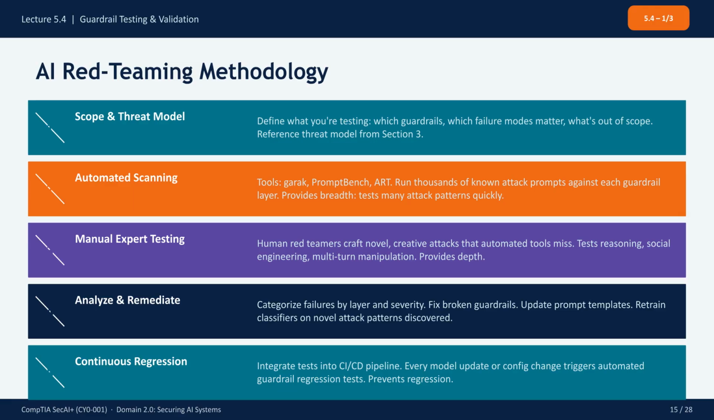And Phase 5 is continuous regression testing. This is critical. Integrate your guardrail tests into your CI/CD pipeline so that every model update, every configuration change, and every prompt template modification automatically triggers the full test suite. This prevents regression, which is when a fix for one issue accidentally breaks a previously working control.